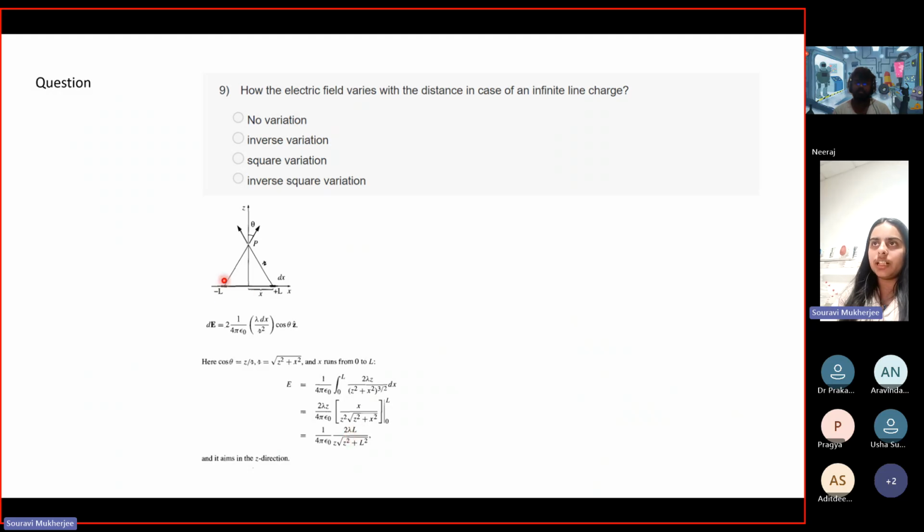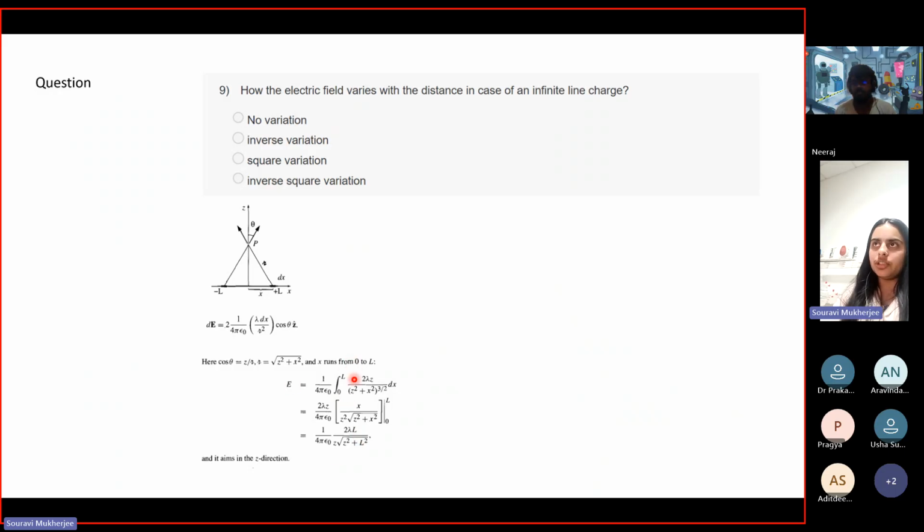Now this is for a given finite L. For an infinite line charge, you have to replace L by infinity. So you do an integration from minus infinity to infinity for this question. You don't have to use the symmetry. You can also use the symmetry, then it will be 0 to infinity.